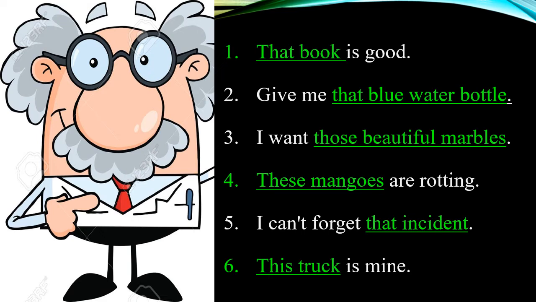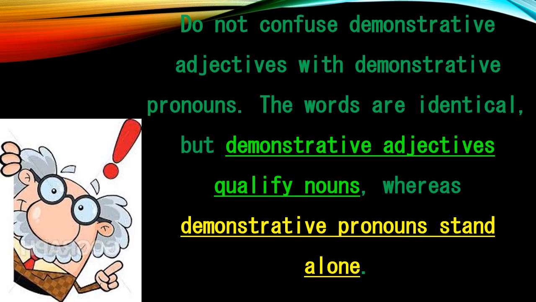Here that, those, these, and this are being used as demonstrative adjectives because they all are being followed by a noun. So students, do not confuse demonstrative adjectives with demonstrative pronouns. And remember, the words are identical, but their uses are different. Demonstrative adjectives qualify nouns, whereas demonstrative pronouns stand alone.